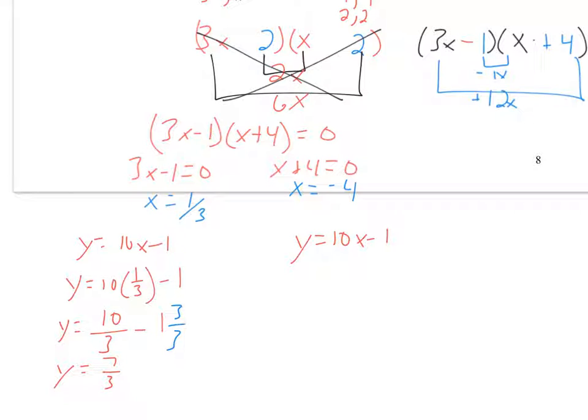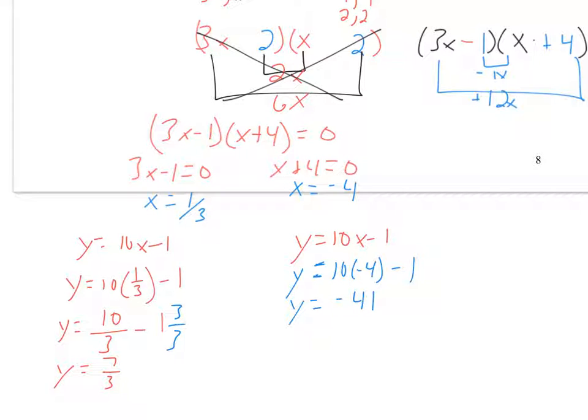All right, moving on to the next part of it. So 10 times the negative 4 we plug in. Okay, plug in the other x value, minus 1. So 10 times negative 4 is negative 40, minus 1 is negative 41. And now we have our y values.